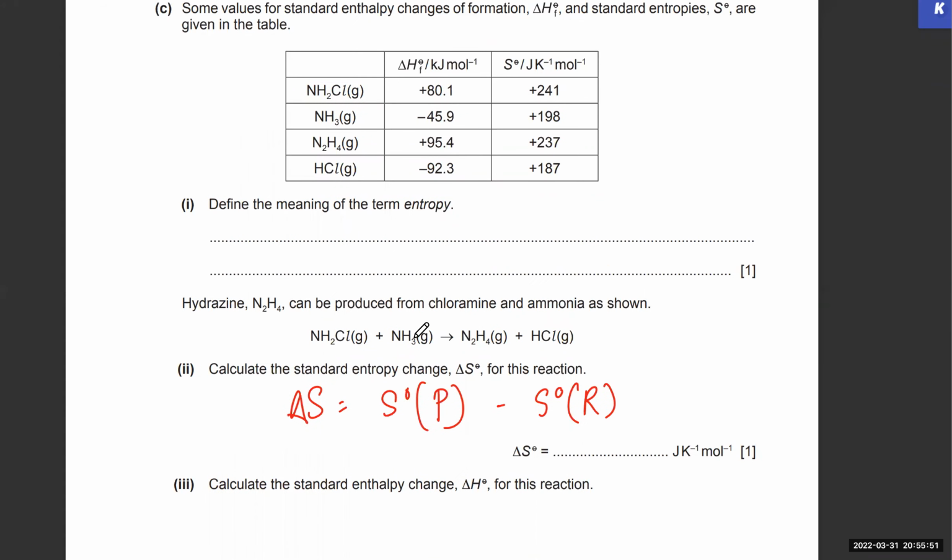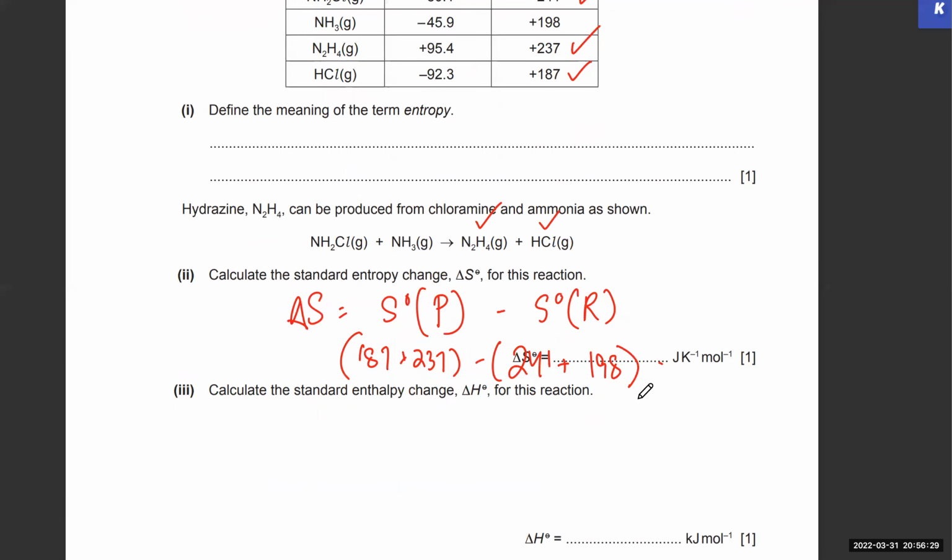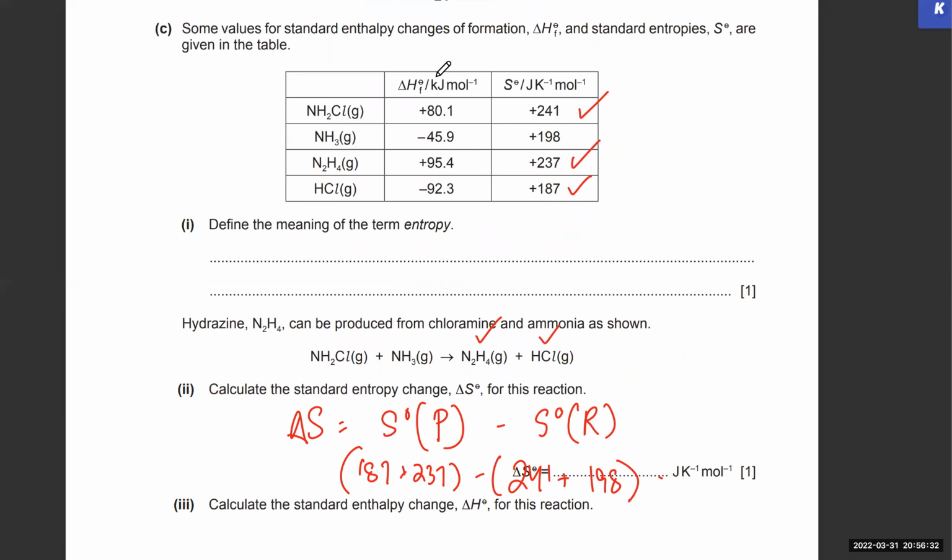You multiply by moles, but it's 1 everywhere. So I'll just write the expression: the entropy of HCl, which is 187, and the entropy of the other one, N2H4, that's 237. That's my products, minus my reactants. My reactant in this case is NH2Cl, 241, and the other one is 198. So you'll find the entropy change and then calculate the standard enthalpy change. How do you calculate the enthalpy change based on the enthalpies of formation?